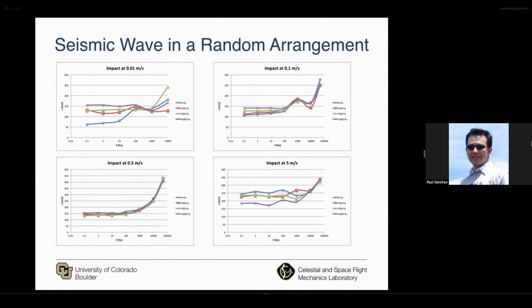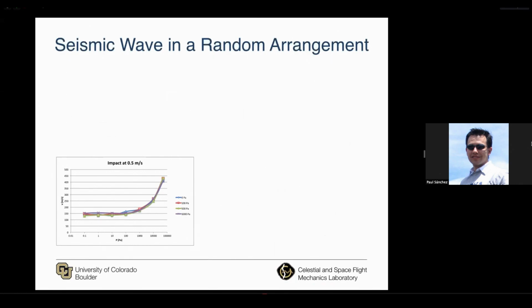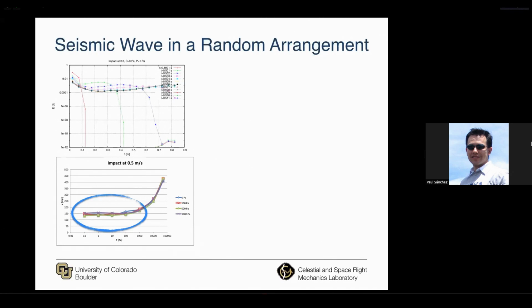So what we wanted to do then is just to analyze closely one of these simulations. So we're going to take this one with an impact of 0.5 meters per second. We're going to focus on that plateau. And if we plot the energy versus height, this is what we find. Basically, this is just the wave moving through the container.